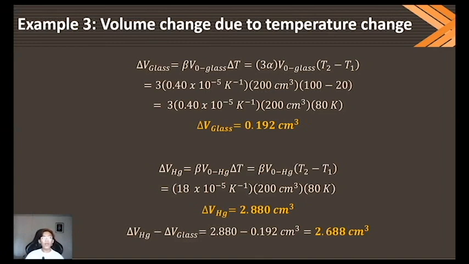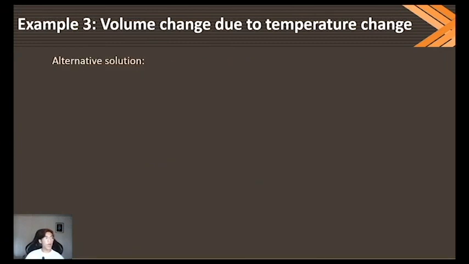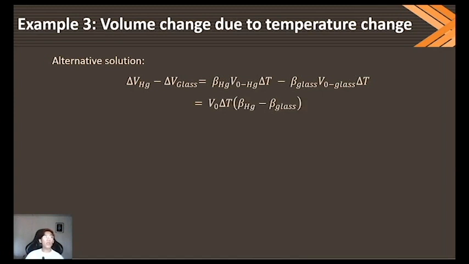Okay? And we have an alternative solution for this problem, which is much, much shorter. And it will look like this. Delta V sub H, or the change in volume for the mercury minus the change in volume of the glass, is equal to beta of the mercury times initial volume of the mercury times delta T minus the beta value of the glass times initial volume of the glass times delta T. Now, since the volume of the glass and the volume of mercury is just equal, and delta T is also equal for both materials, we can rewrite the equation and it will look like this one.